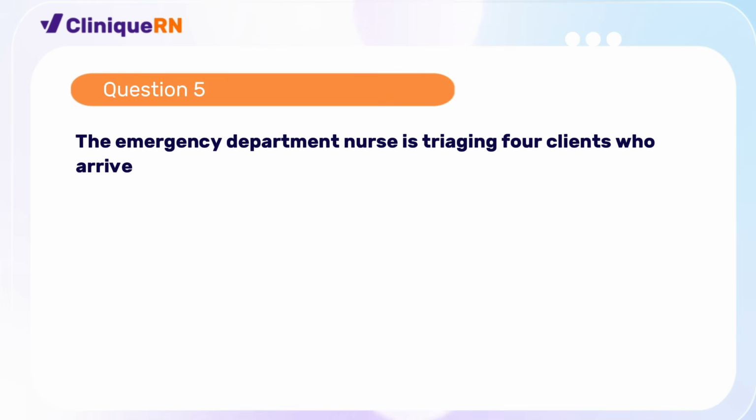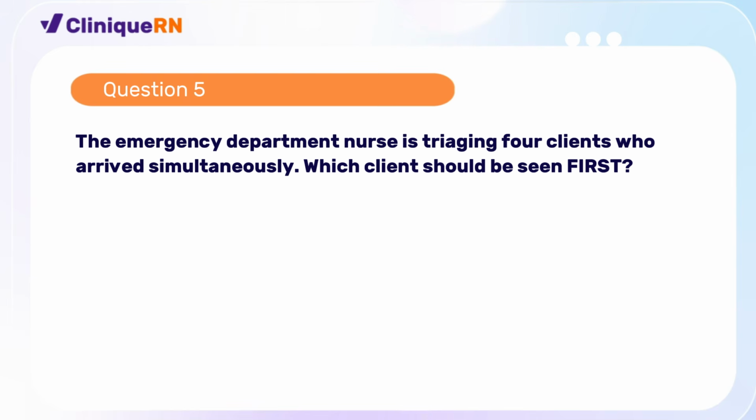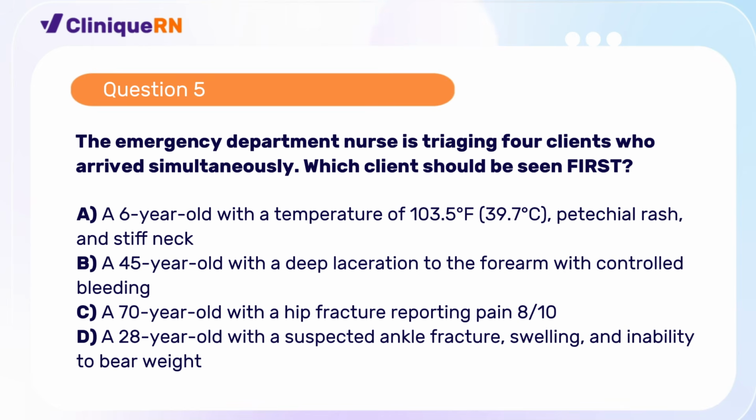Question 5. The emergency department nurse is triaging 4 clients who arrived simultaneously. Which client should be seen first? A. A 6-year-old with a temperature of 103.5 degrees Fahrenheit or 39.7 degrees Celsius, petechial rash, and stiff neck. B. A 45-year-old with a deep laceration to the forearm with controlled bleeding. C. A 70-year-old with a hip fracture reporting pain 8/10. D. A 28-year-old with a suspected ankle fracture, swelling, and inability to bear weight.